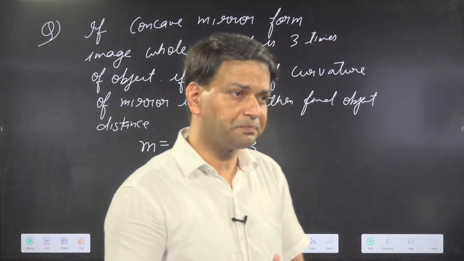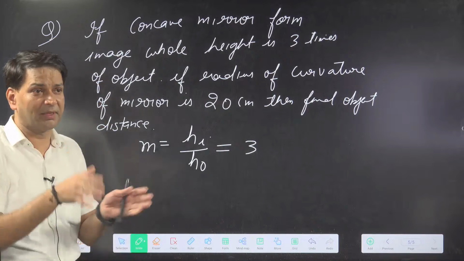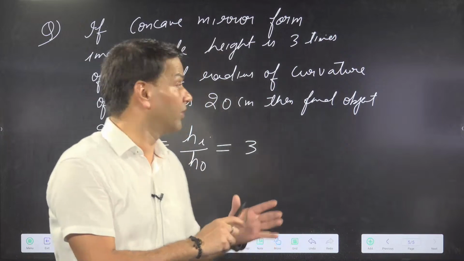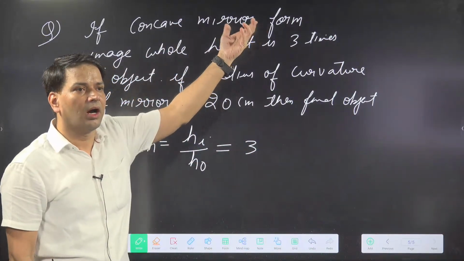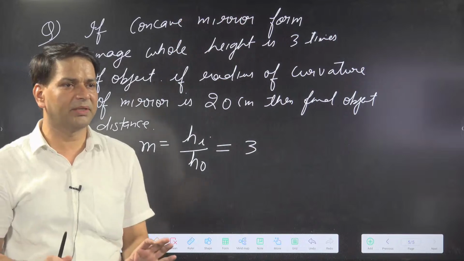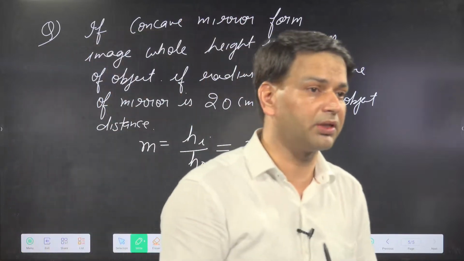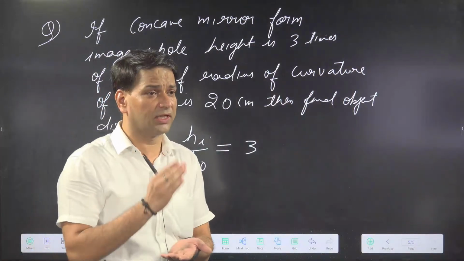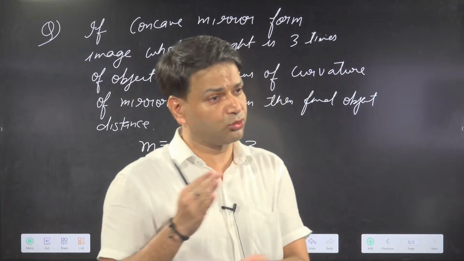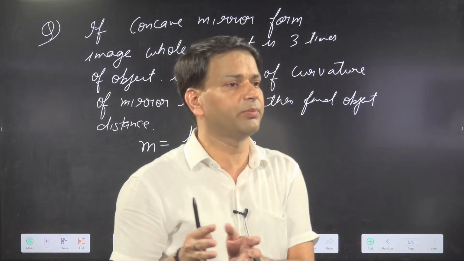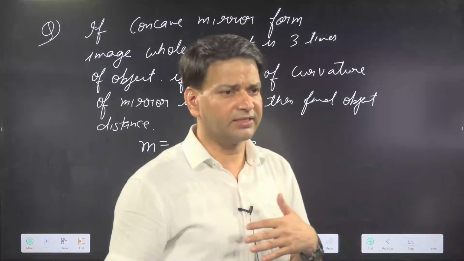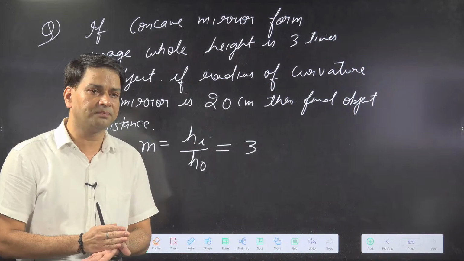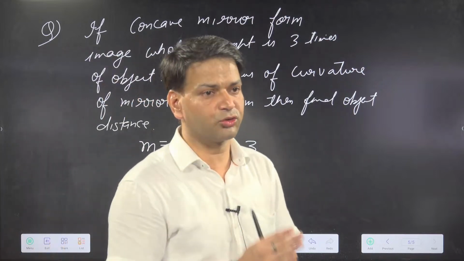Because a concave mirror forms a magnified real image, and it also forms a magnified virtual image. If they have given that it forms an image half the height of the object, it means it will always be virtual. Remember that a concave mirror can form both a real magnified image and a virtual magnified image. So its virtual image will always be magnified. The dentist case I discussed in the class also. So for a concave mirror, the virtual image will always be magnified.